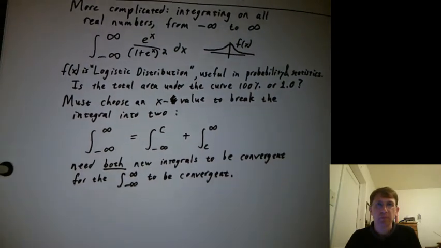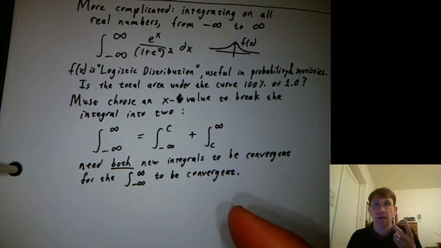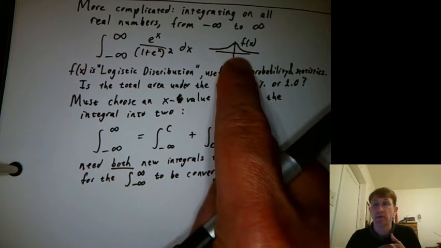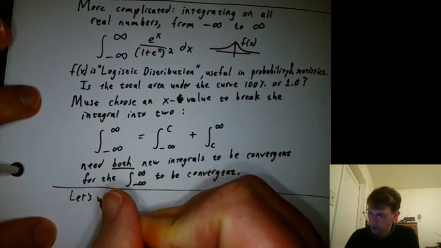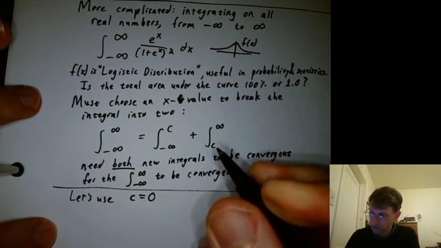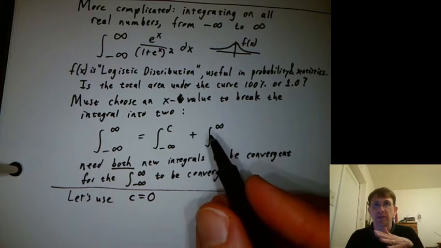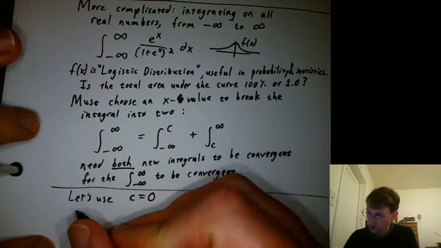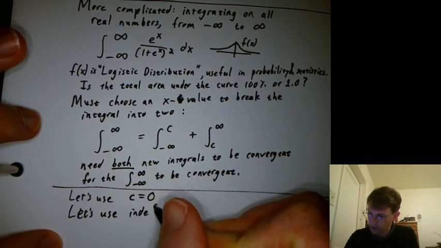So let's actually try this problem. First of all, where would you break this? And how would you integrate it? Well, I said we often break at 0, or wherever there's a line of symmetry, and there's a line of symmetry here at 0. So we'll say, let's use c equals 0. Before we worry about all the limits, let's just do the indefinite integral first, so we get a formula that we can then plug in.